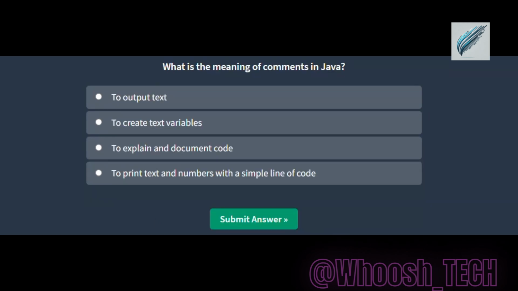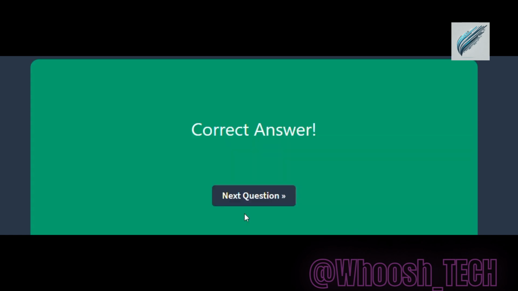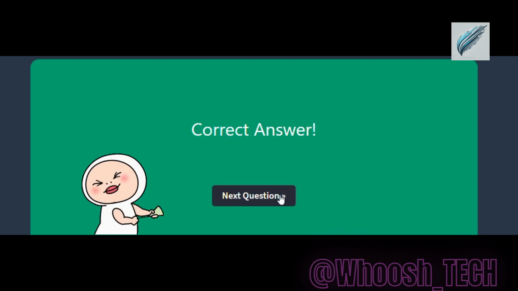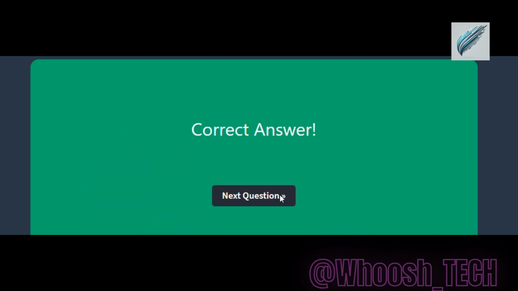Another set of quiz questions for learning the concept of comments in Java. What is the meaning of comments in Java? To output text variables, to create text variables, to explain and document code, or to print text and numbers with a simple line of code. To explain and document code, which is the correct answer. Moving on to the next question.